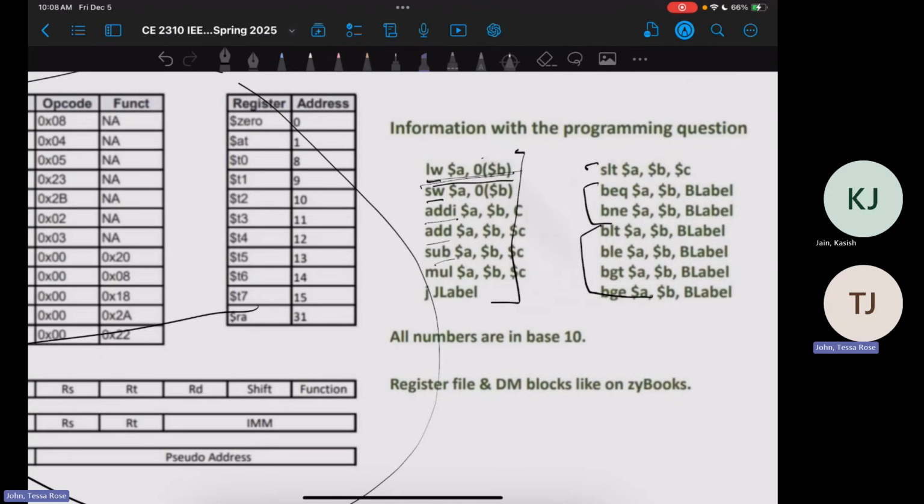So for the load word, which side is what? And for addition, we're gonna have 3, but for the load and the store, we're just gonna have 2 of the register files, and then this is just the number.